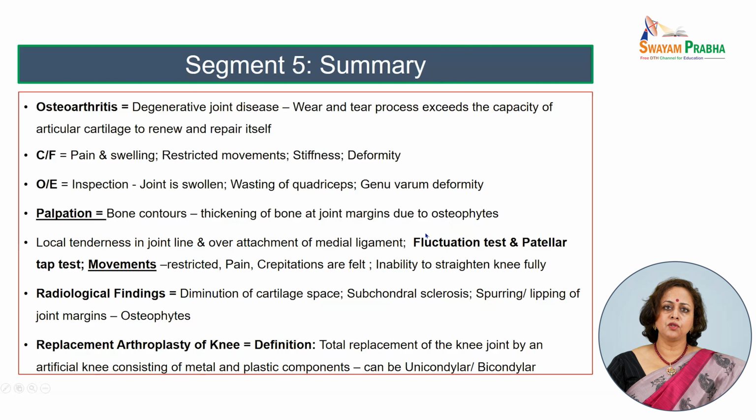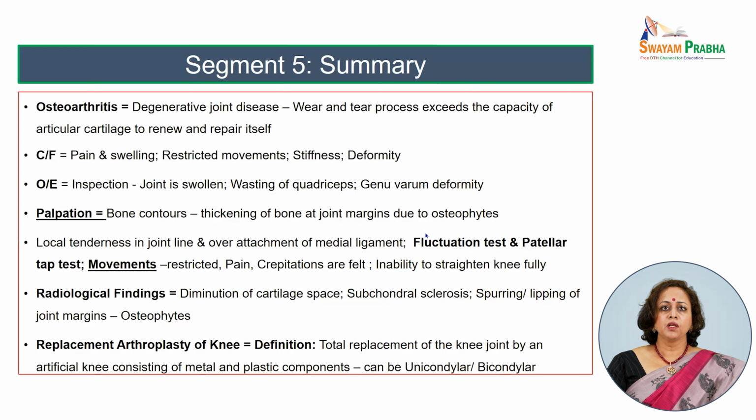To summarize today's lecture, we have spoken about the anatomy of the knee joint because we wanted to describe osteoarthritis and knee joint replacement. So osteoarthritis, we said it is a degenerative joint disease. There's a wear and tear process which exceeds the joint's ability to repair and renew itself. Then on clinical examination, the features being pain and swelling in the joint, there are restricted joint movements, there is stiffness, and last is deformity like bowed knees.